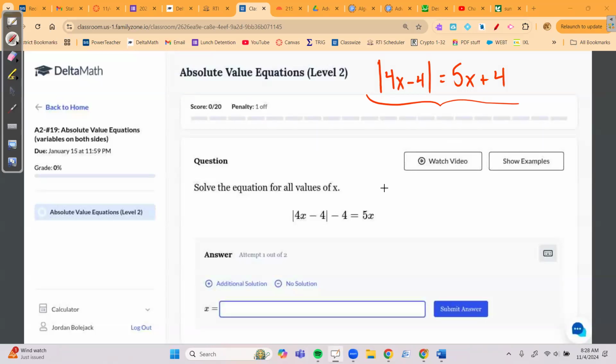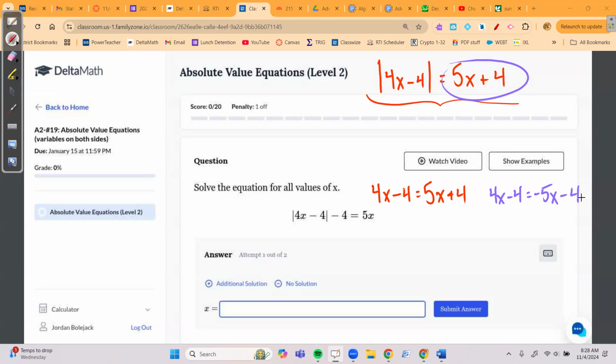So one of them is going to be maybe 4x minus 4 equals what I actually see, 5x plus 4. The other equation is going to be that maybe 4x minus 4, the stuff inside, equals the opposite of the right-hand side. And because it's a binomial, we have to negate both terms. So the 5x becomes -5x, and the plus 4 becomes -4. You understand that? And we have to account for both of these situations.